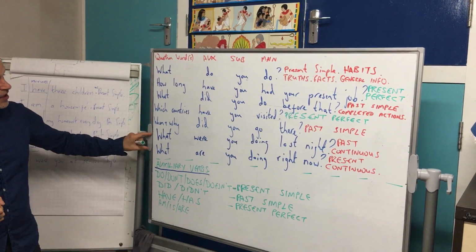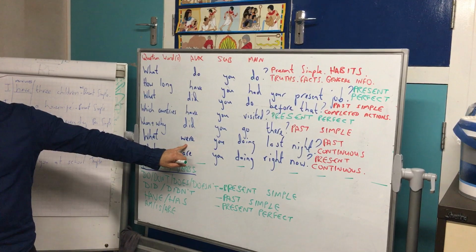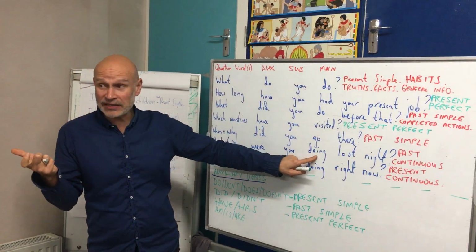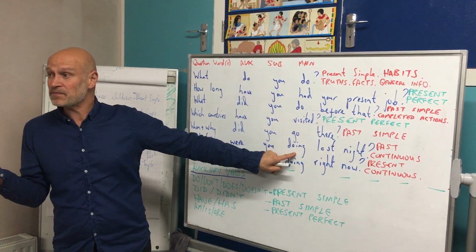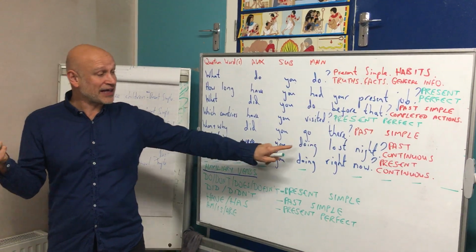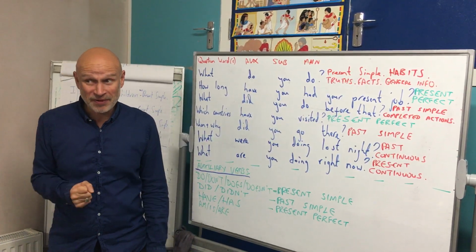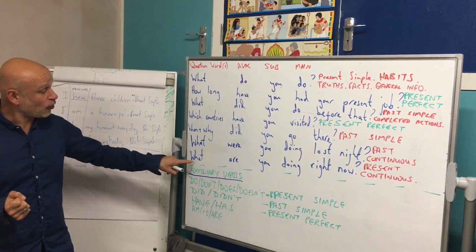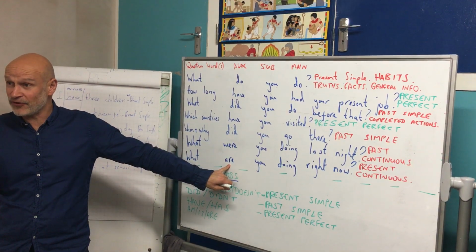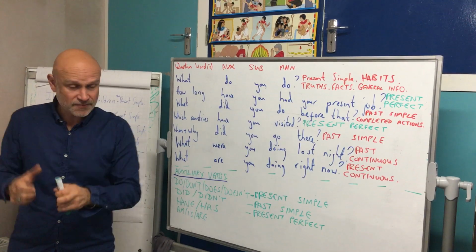Now, the last two here, what were you doing last night? Well, this is in the past. Now, in order to figure out what it is, we need to look at the main verb. It's an ing. If you've got the past of the verb to be, and an ing, we know it's past continuous. It's always going to be past continuous. And therefore, what are you doing right now? This is the present of the verb to be, and an ing verb, present continuous.